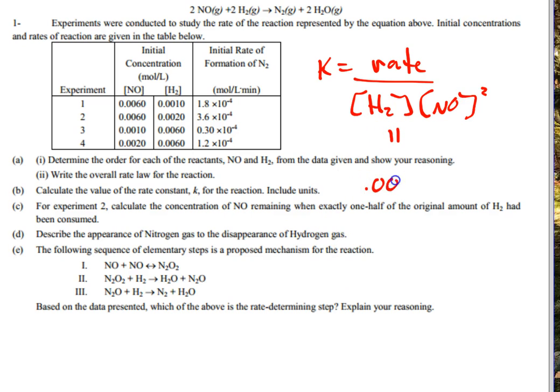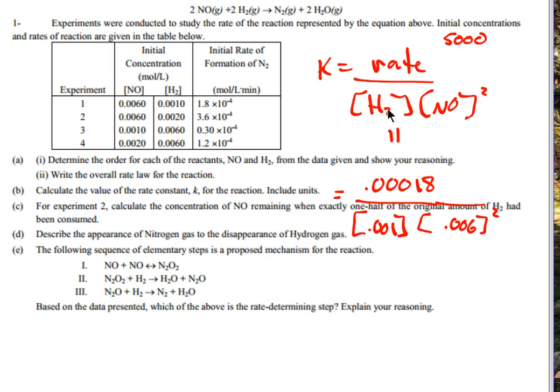So 0.00018. And I'm going to divide that by the concentration of H2, which is 0.001. And then NO is 0.006. But I will square that value, right? And that tells me K is 5,000. Anyone want to back that up for me? Okay, 5,000. Don't panic if K is huge or if K is small. It happens. Okay? So K is 5,000.